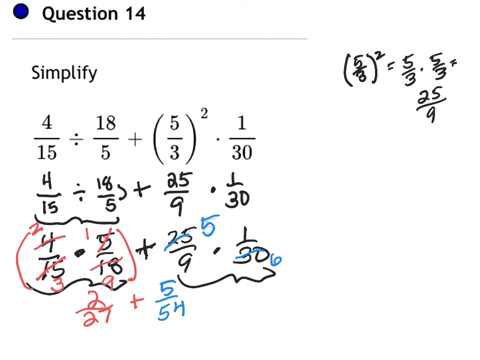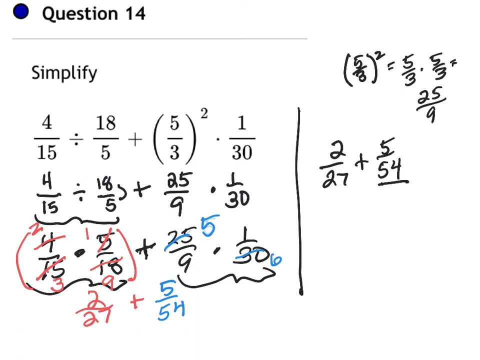So let's write this up here. We have 2 over 27 plus 5 over 54. Now it looks like it's going to be hard, but get your calculator out if you need to. Always when you're getting a common denominator, you have to have that when you add and subtract. Look at the larger number and see if the smaller will divide evenly into it. Well, 27 times 2 equals 54. So 54 is going to be your common denominator.